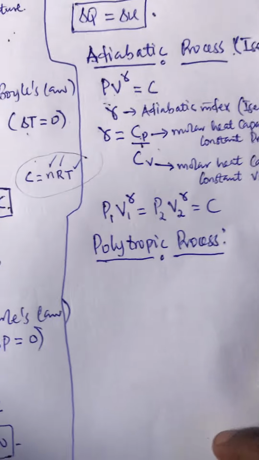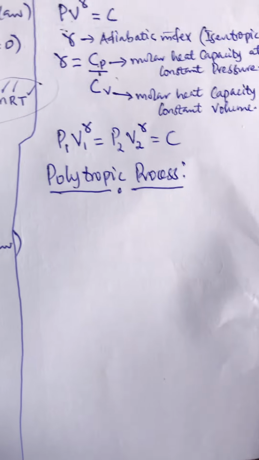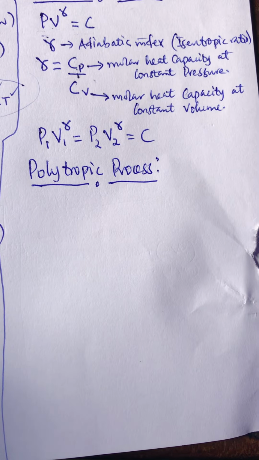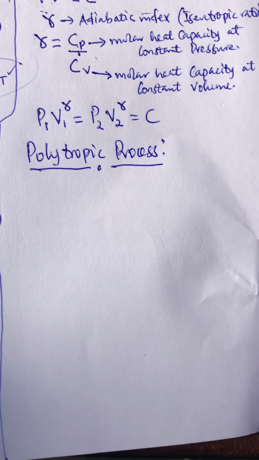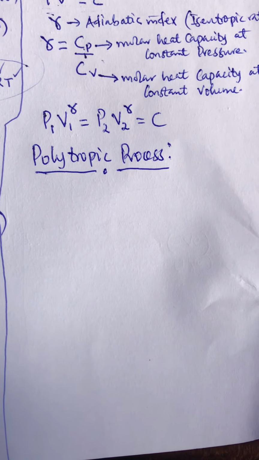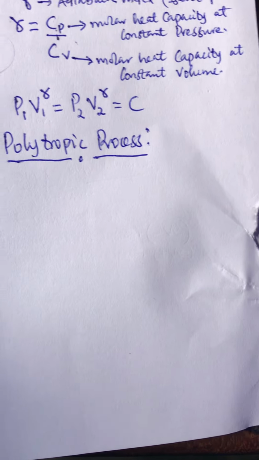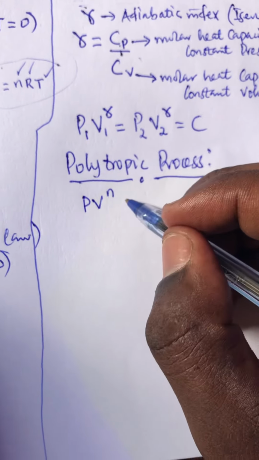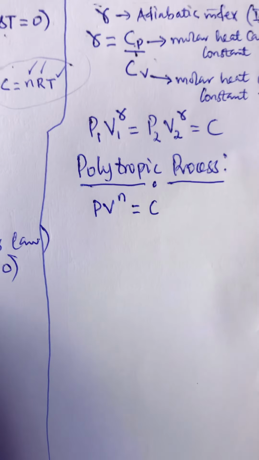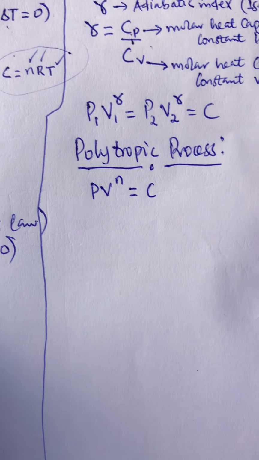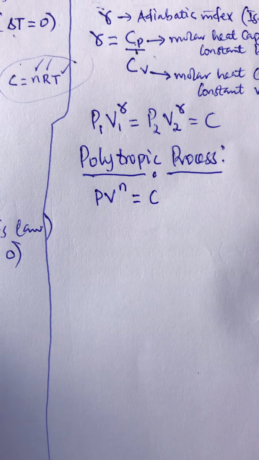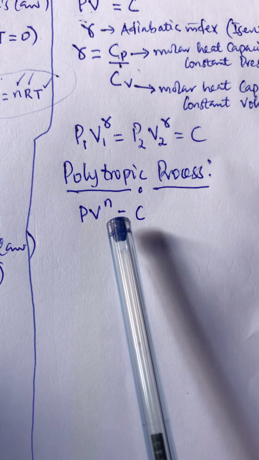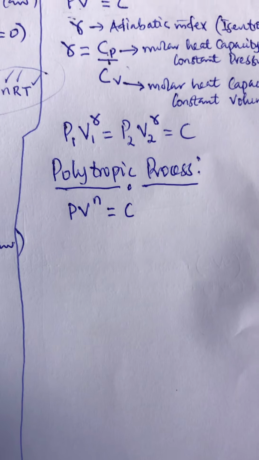Now, a process is said to be polytropic. Basically, a polytropic process is a process that generalizes all the processes. You have seen the isothermal, isobaric, isochoric, the adiabatic. So it is given by this relation: PV^n = C, where n is just a number.